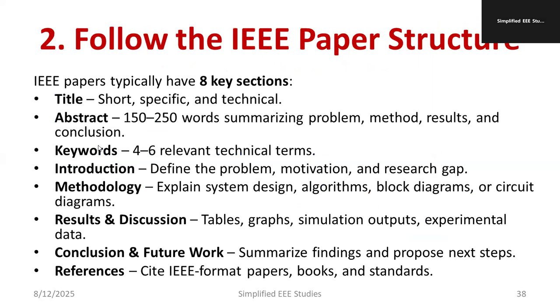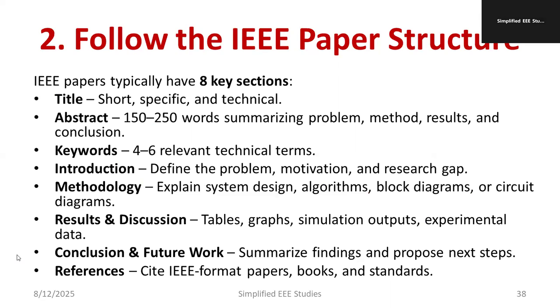Choose the right scope. That is very important. Whenever you are identifying the topic, you have to find out the scope of the conference, and also the scope of the topic. If it is a simple work, a small game-type model, you cannot publish it because you should have a proper result, right? Follow the IEEE paper structure.